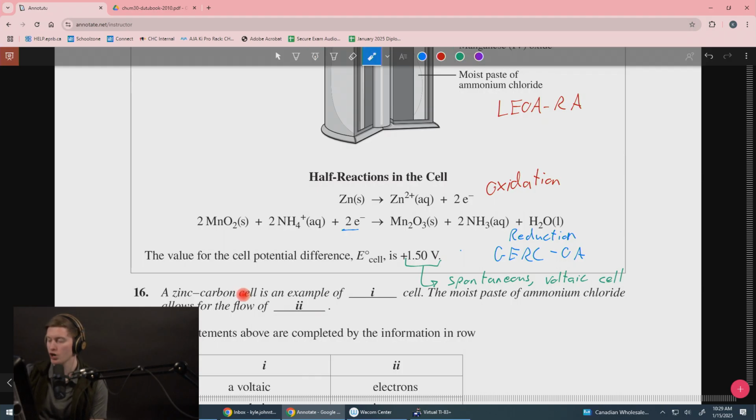The zinc carbon cell is an example of what type of cell? Well, we just answered that. It's a spontaneous reaction, so it's a voltaic cell. And the moist paste of aluminum chloride allows for the flow of what?